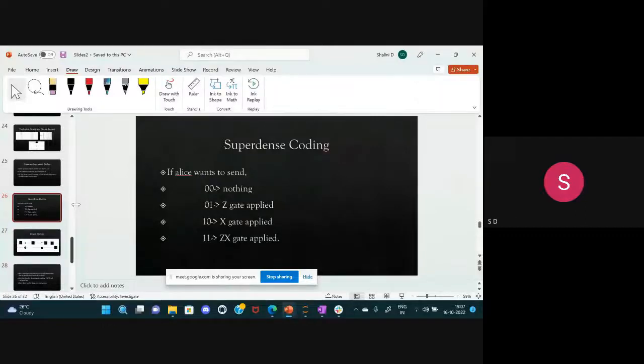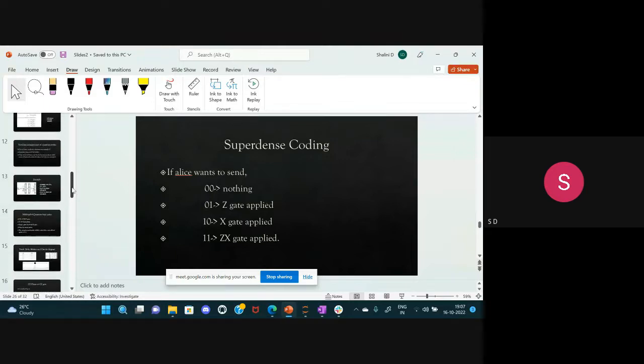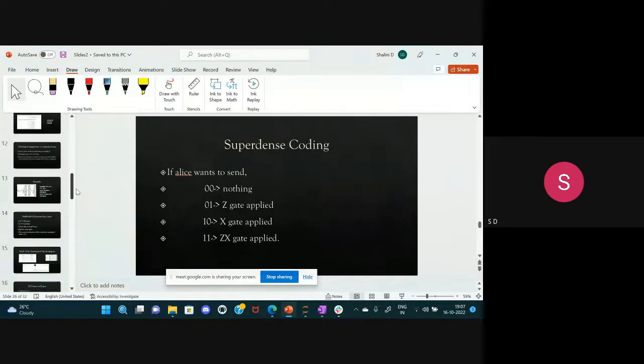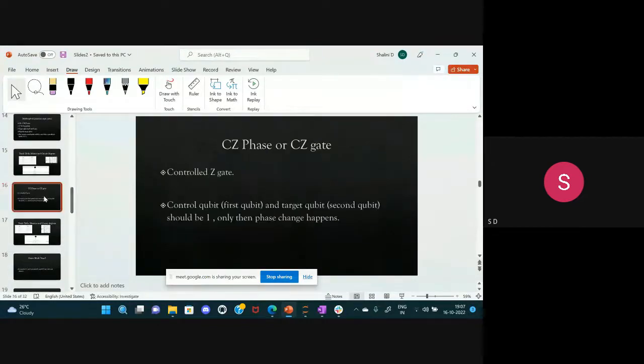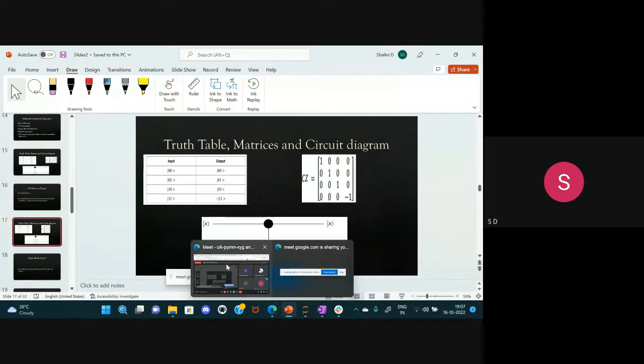We were going through the CX gate this morning, and I wanted to say that we have gone through the CZ gate also. The CZ gate is the same as the C naught gate only. I have explained the truth table also. The code is the same for both the CX gate as well as the C naught gate.